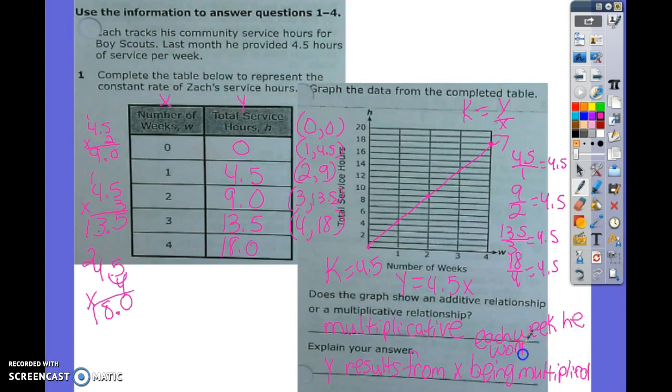He does his community service for 4.5 hours. So when we have our equation in the form of y equals kx, this is going to be multiplicative. An additive relationship would have something added, which would mean that the graph does not go through (0, 0), so it would not be proportional. So this is not additive, it is multiplicative.